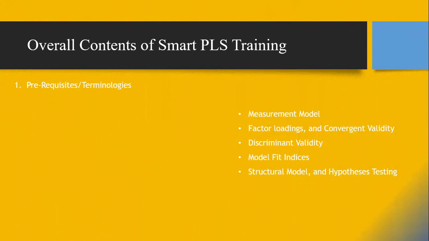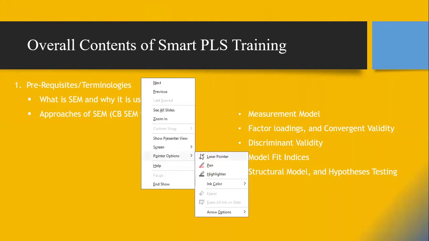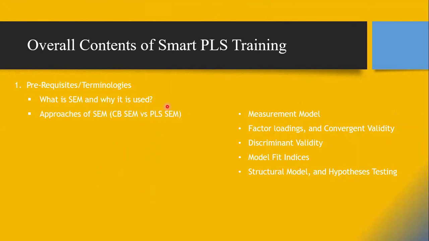First of all, you need to understand the prerequisites and terminologies related to Smart PLS training. What is SEM and why is it used? What are the approaches of SEM, like CB-SEM and PLS-SEM? SEM means structural equation modeling. There are two approaches of using structural equation modeling with Smart PLS: covariance based structural equation modeling and partial least squares based structural equation modeling. These are the two approaches that we are going to apply with Smart PLS 4.